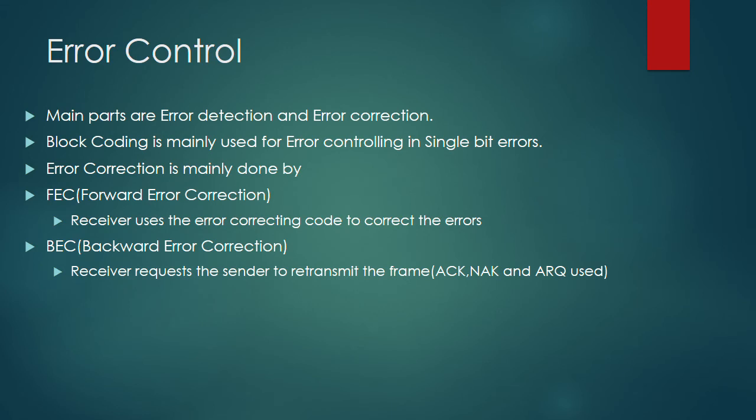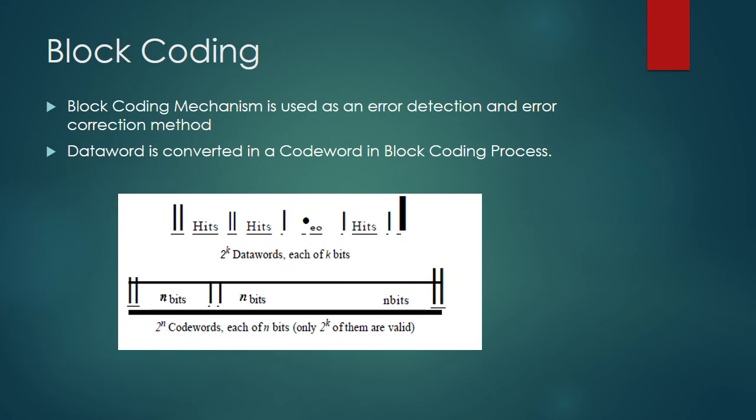So there are error detection methods too. So block coding is mainly used for error control, both error detection and error correction. So mainly in single bit errors, a single bit error is a 1 bit error. The burst error is more than 1 bit errors. So let's see block coding.